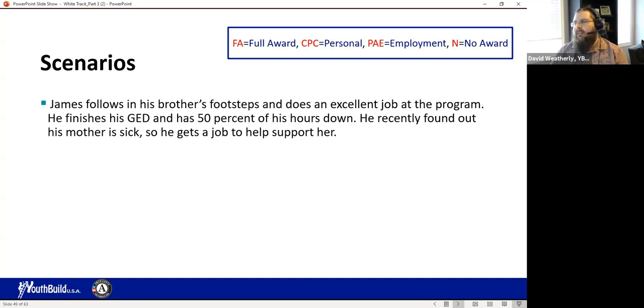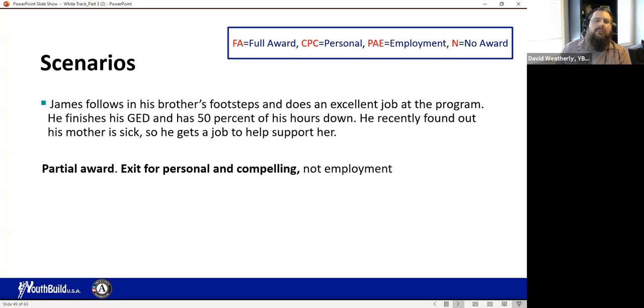I'm seeing a variety of responses yet again. Some people saying he should receive a full award, some people saying he should receive employment, some personal and compelling. So thank you all for taking the time. Let us see what the answer is. In this case, it would be an exit for personal and compelling, so CPC, for those who put that in the chat, and not employment. The reason that this is not employment is that employment was not the inciting incident for him leaving the program. It was indeed his sick mother that caused him to leave the program.